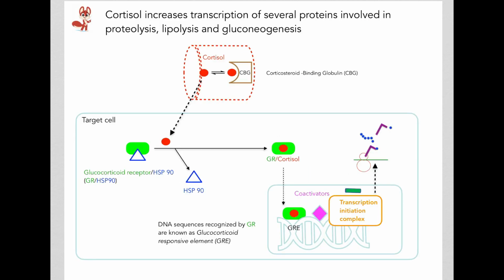A few words about cortisol cell signaling. As mentioned earlier, most of the cortisol is bound to corticosteroid binding globulin, or CBG.